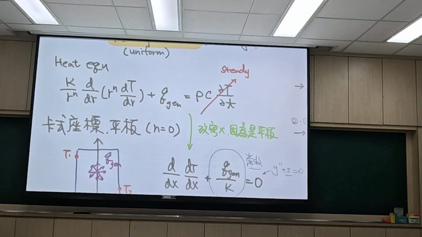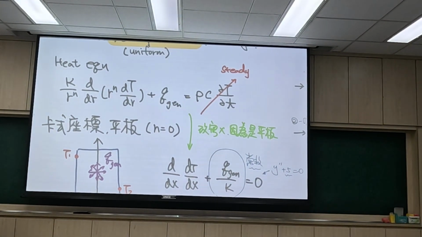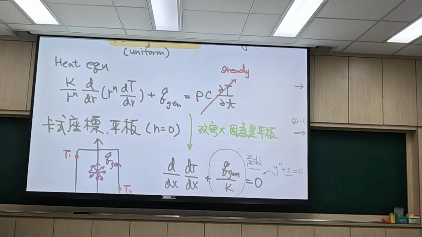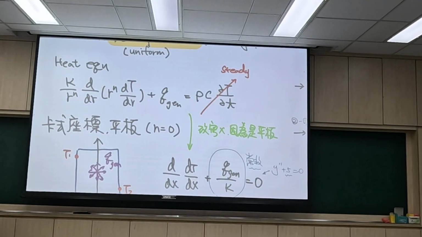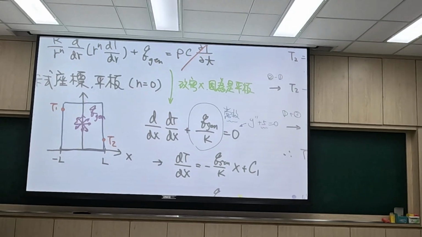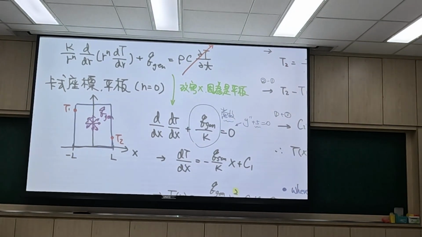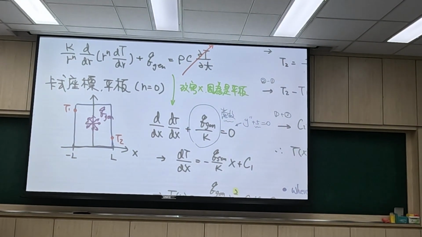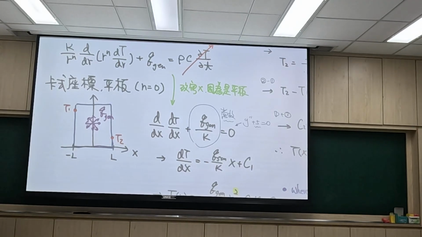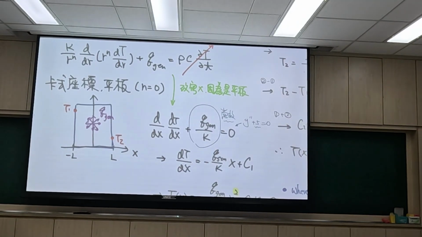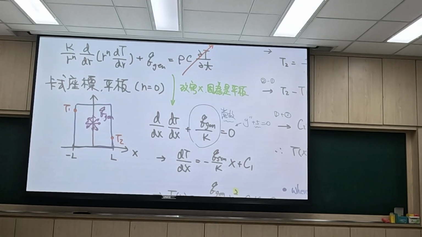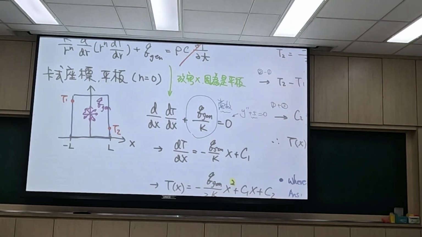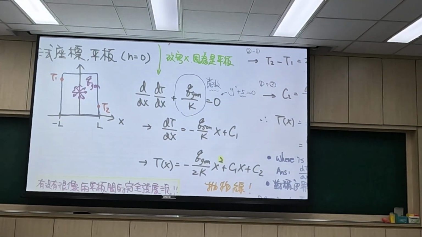This time we didn't eliminate the Q generation, but it is a steady state, so the time term is also eliminated. For the constant coordinate, for example a plate, then the N equals 0. Sorry, I correct myself. So it's a plate, so we put the R become X. It's similar to the one we have, so the equation will become like this.